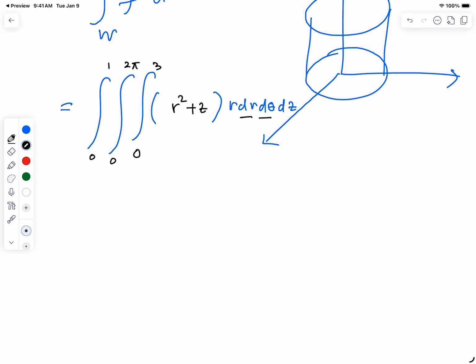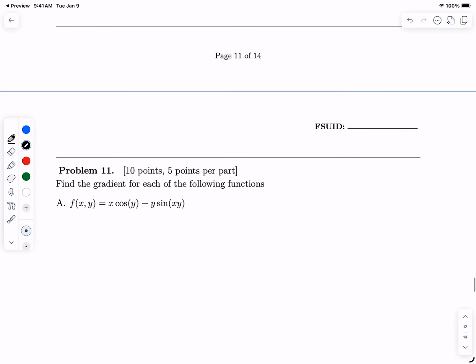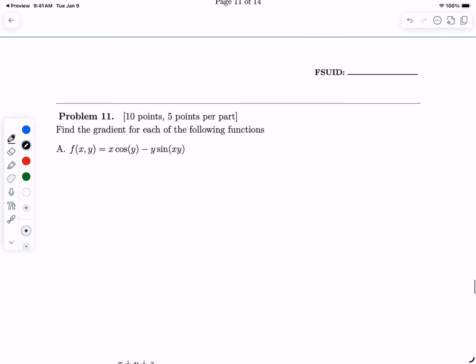If I have the final answer, it should be 45 pi, but you do this as well. Okay, next, 11: find the gradient for each of these functions. You know how to compute the gradient. You partially differentiate with respect to x, with respect to y, with respect to z, and that's it.